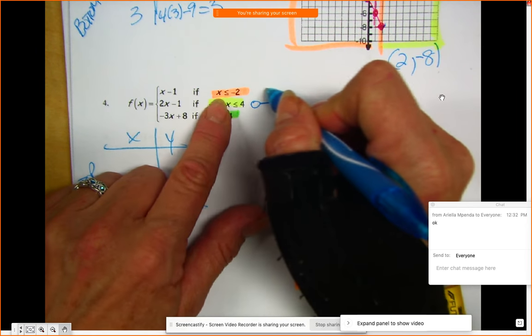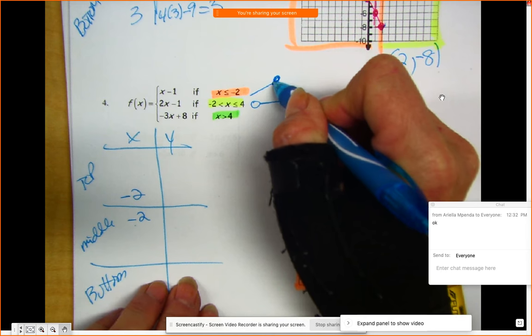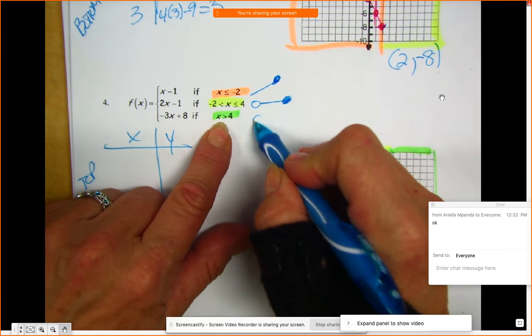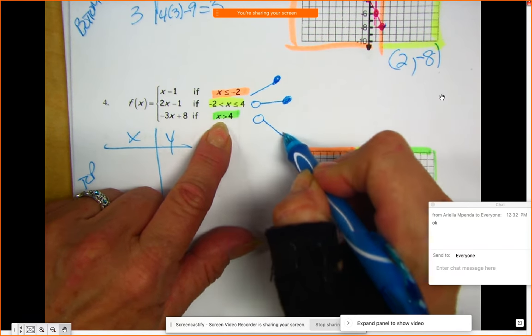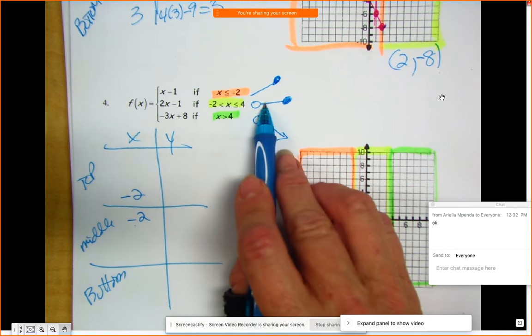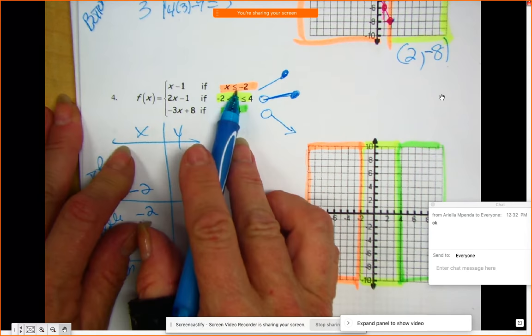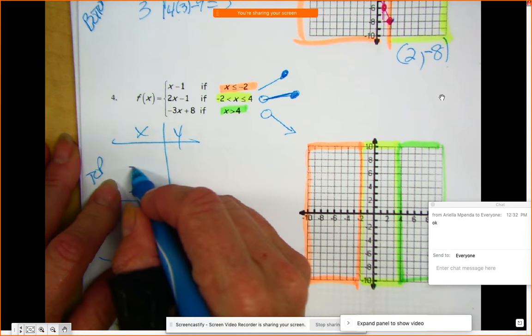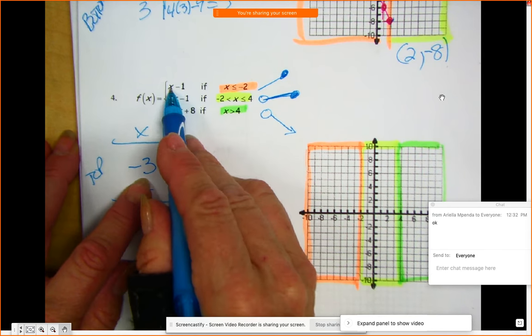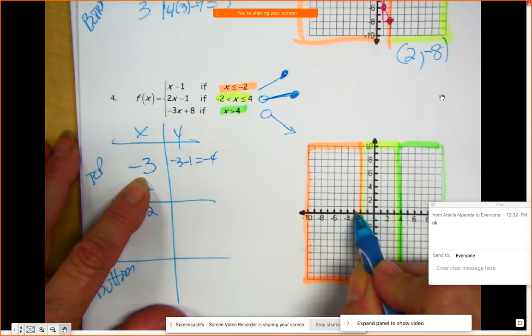This one's going to be a line doing something like this, and it's going to come up to a solid circle. And this one's going to start with an open circle and do something like that. Just because I can look at the slope and tell what's going to happen. Actually, this line would go uphill. Anyway, a number that is less than or equal to -2, I'm going to put in a -3. -3 minus 1 is -4. So I input a -3 and I got out a -4.